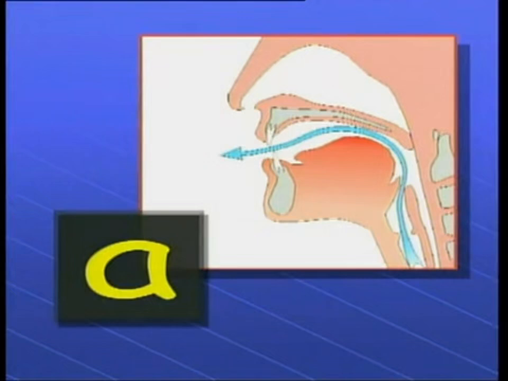When you pronounce the a sound, you should lower the level of your tongue and open your mouth wide. But you are not to round your lips. Instead, you should keep your mouth unrounded.